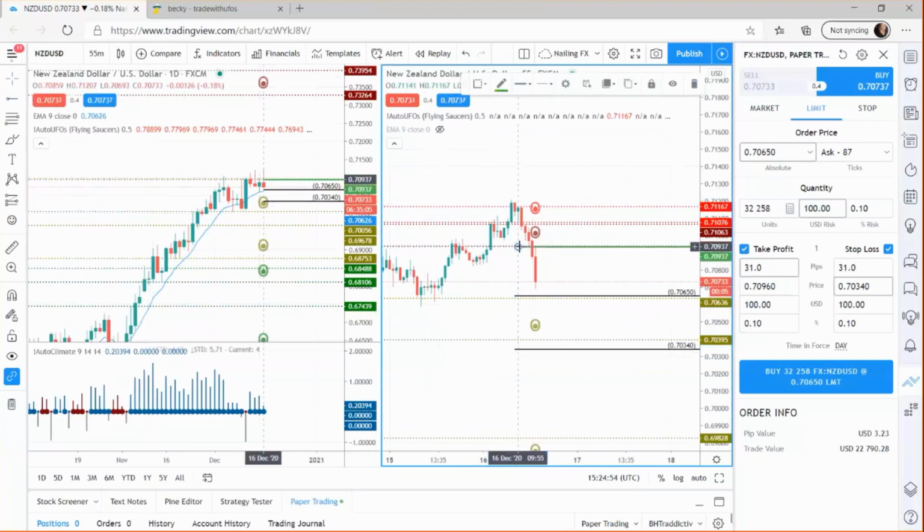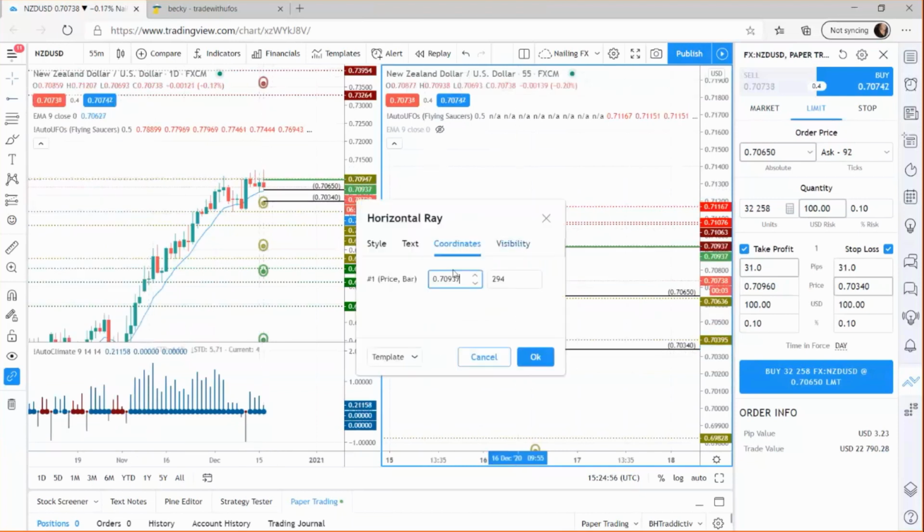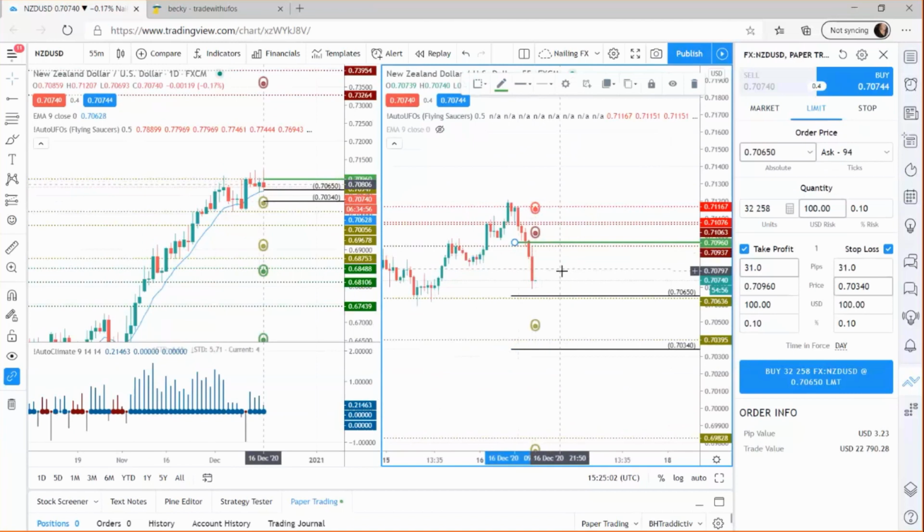Now what I'm also going to do, I take a horizontal ray and I just draw that on the chart, draw it anywhere, and then you can double click and type it over. So it's 0.7096, click OK. You see that line has moved, and that is now showing me where my safety target would be. So I've just got it on the chart just to make it easy for me to look at.